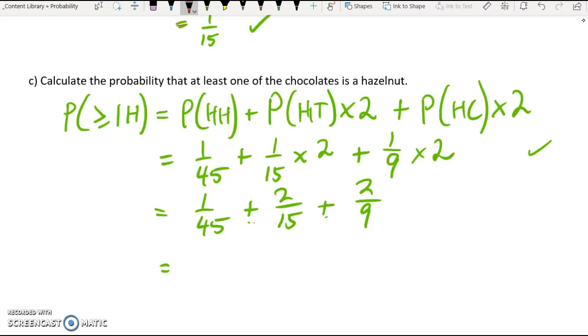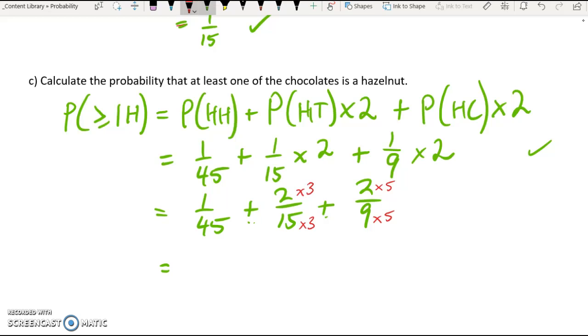But 15, to get it to be 45, we've got to multiply it by 3. So 15 times 3 gives 45. Whatever you do to the bottom of a fraction, though, you've also got to do to the top. So we're also going to multiply that one by 3. Now, this one's got a denominator of 9. To get it to have a denominator of 45, we need to multiply it by 5. 9 times 5 gives 45. And then whatever you do to the bottom, you've got to do to the top as well.